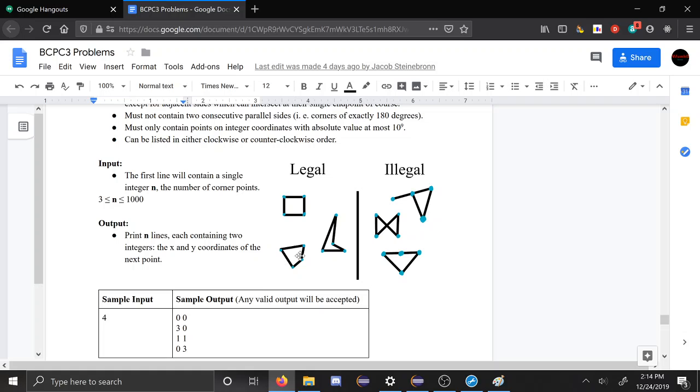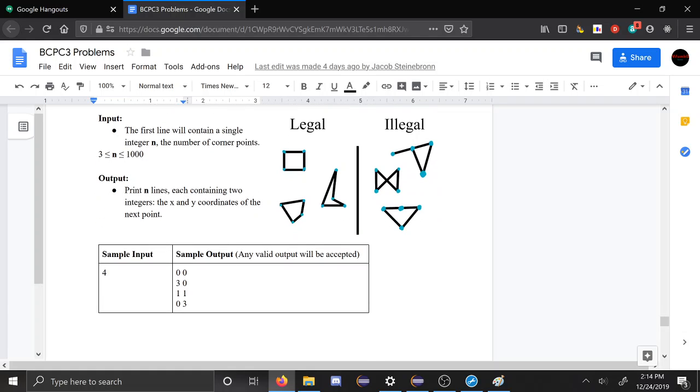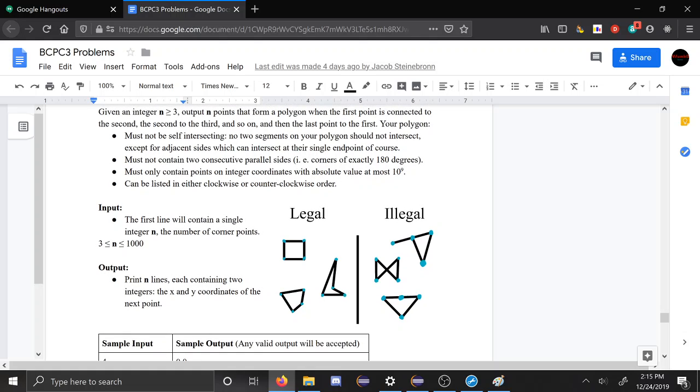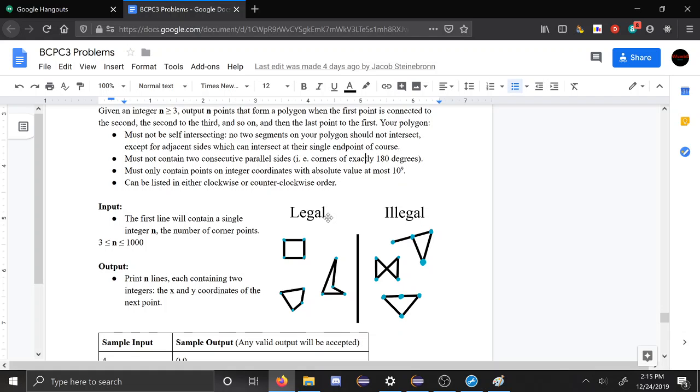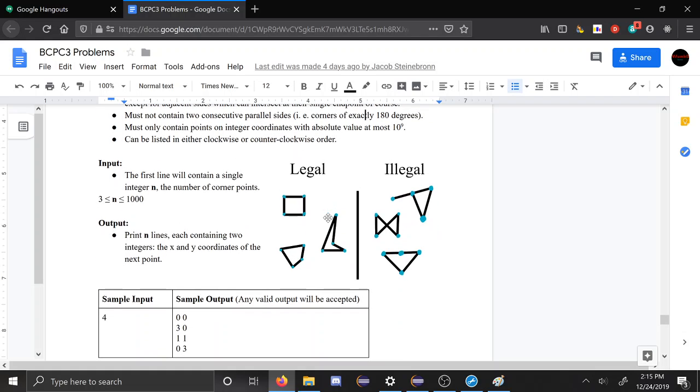So we have you prove the first part of that. For any number bigger than or equal to 3, there's some polygon with that number of sides, and you have to write some code that will print the coordinates of some polygon. And then there are some requirements on the polygon. It can't intersect itself. It can't have angles that are 180 degrees. And it has to be on only integer points. And then you can list your points in either clockwise or counterclockwise order, however you want to do that.